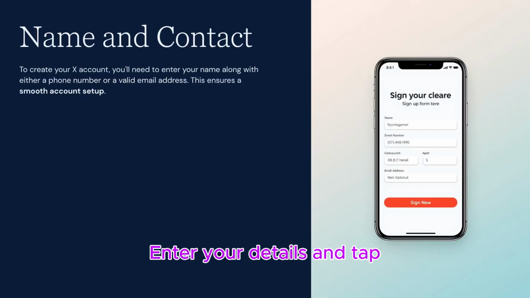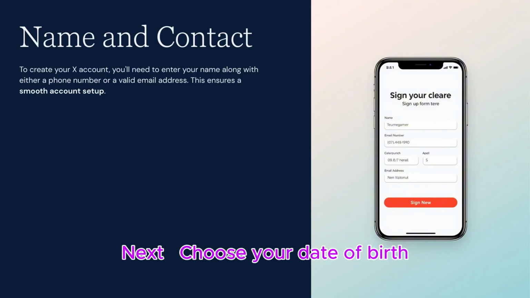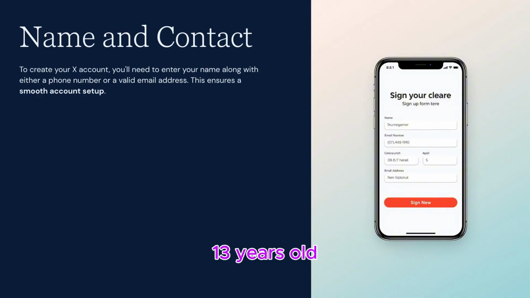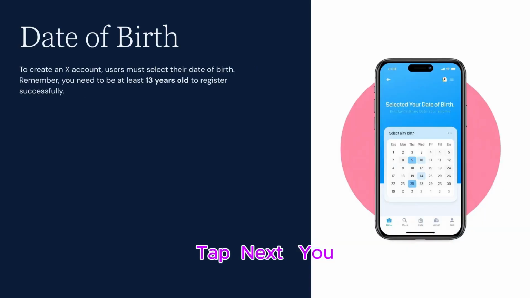Enter your details and tap Next. Choose your date of birth. X requires users to be at least 13 years old. Tap Next. You will receive a verification code via email or SMS. Enter the code in the app. Create a strong password. Tap Next.